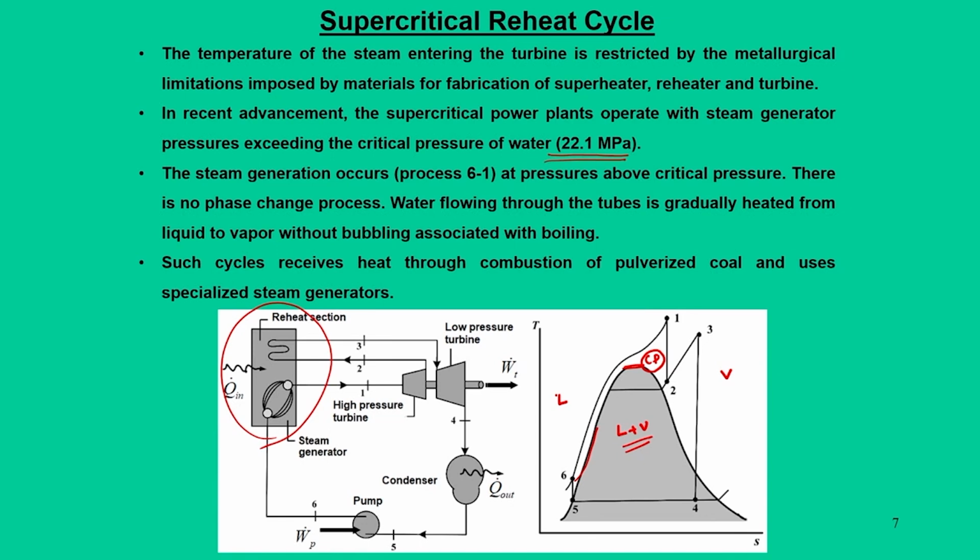Through this, if you can do that, then from 6 to 1 we can directly reach in a cycle which is called supercritical cycles, and essentially this cycle does not cross the liquid vapor regions. But although there are infrastructure difficulties, they are more efficient than the conventional reheat cycles. And for a supercritical cycle, we need a combustion process which can be achieved through pulverized coal or coal powder and specialized steam generators.